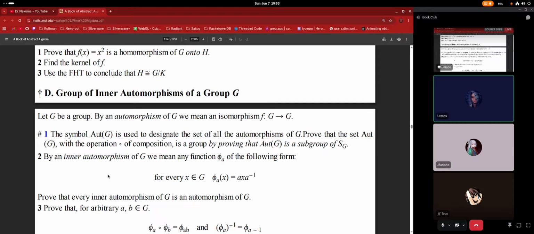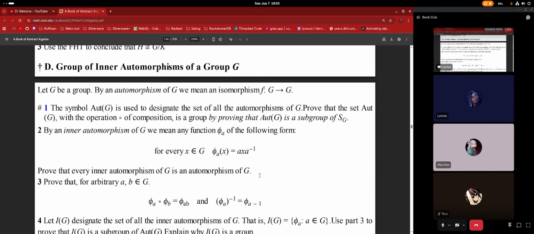And then by an inner automorphism of G, we mean a function phi a defined as follows. For every x in G, phi a of x is the conjugate of x by a. Prove that every inner automorphism of G is an automorphism of G. Okay, how would you guys go about this one?